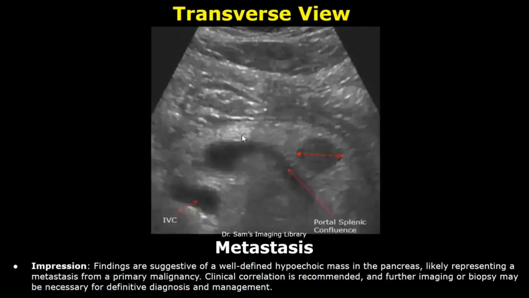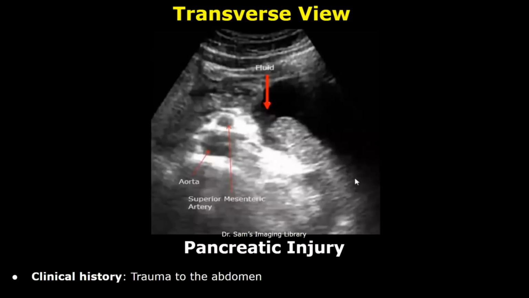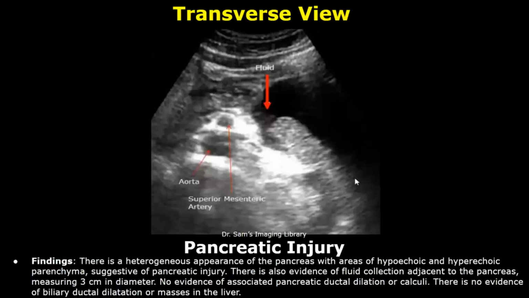This is a case of pancreatic injury. The clinical history here is trauma to the abdomen. In the findings, there is a heterogeneous appearance of the pancreas with areas of hypoechoic and hyperechoic parenchyma suggestive of pancreatic injury. There is also evidence of fluid collection adjacent to the pancreas, measuring 3 centimeters in diameter in this example.